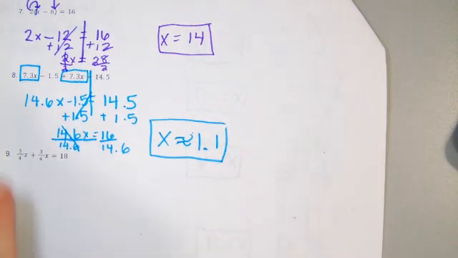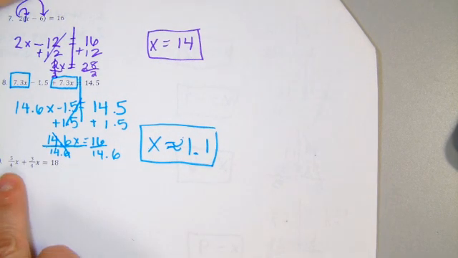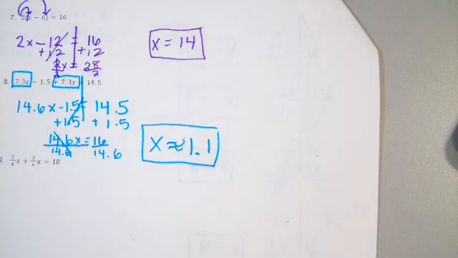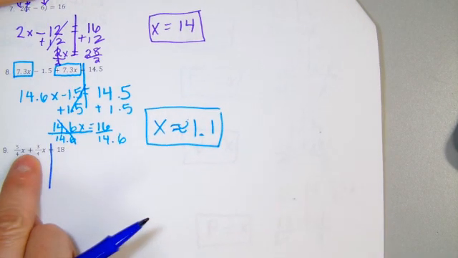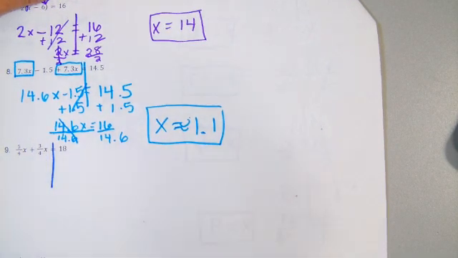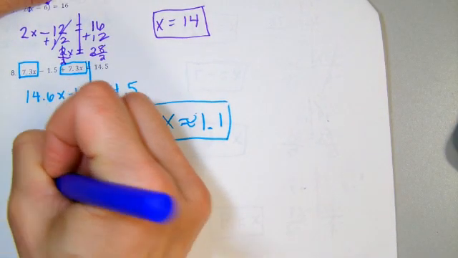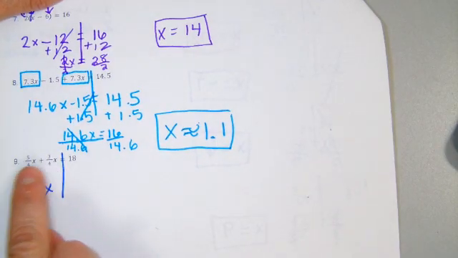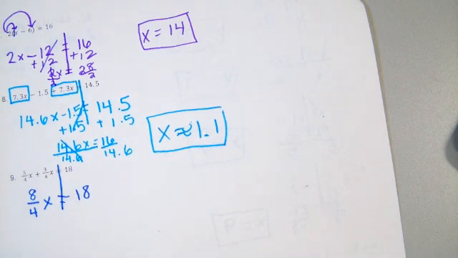Okay, next one. We have 1, 2, 3 terms, which looks like I start undoing stuff, but 2 x's, right? So we can only have 1 x before I start undoing stuff. So that indicates that I need to add some like terms again. So 5/4 x plus 3/4 x, those are our like terms. That's going to end up giving us 8/4 x. All I did was add the 5 and the 3 because the denominator is the same, 4 and 4. Equal now 18.